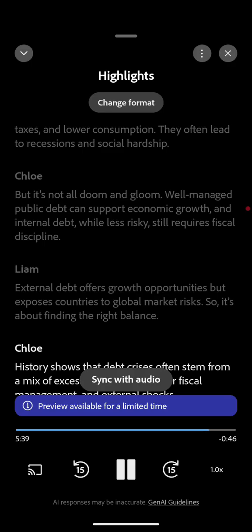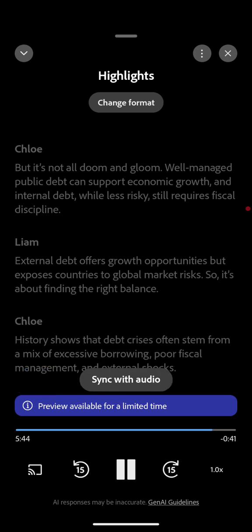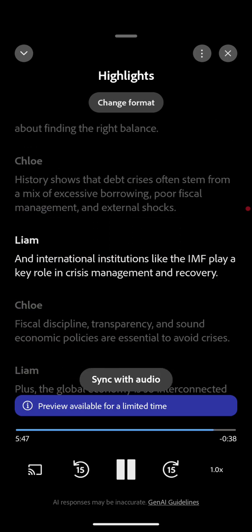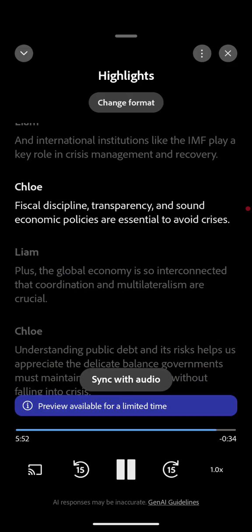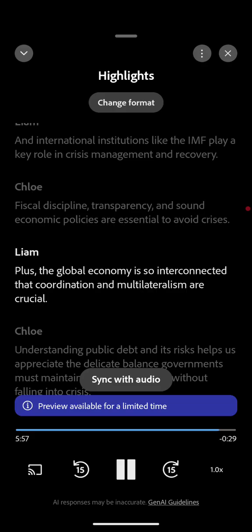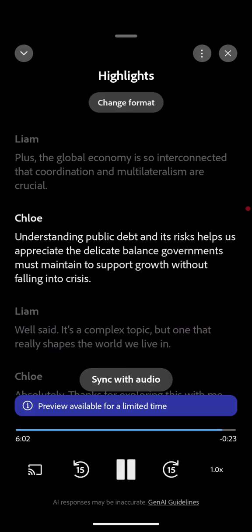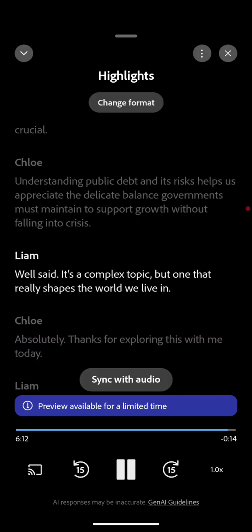History shows that debt crises often stem from a mix of excessive borrowing, poor fiscal management, and external shocks. And international institutions like the IMF play a key role in crisis management and recovery. Fiscal discipline, transparency, and sound economic policies are essential to avoid crises. Plus, the global economy is so interconnected that coordination and multilateralism are crucial. Understanding public debt and its risks helps us appreciate the delicate balance governments must maintain to support growth without falling into crisis. Well said. It's a complex topic, but one that really shapes the world we live in.